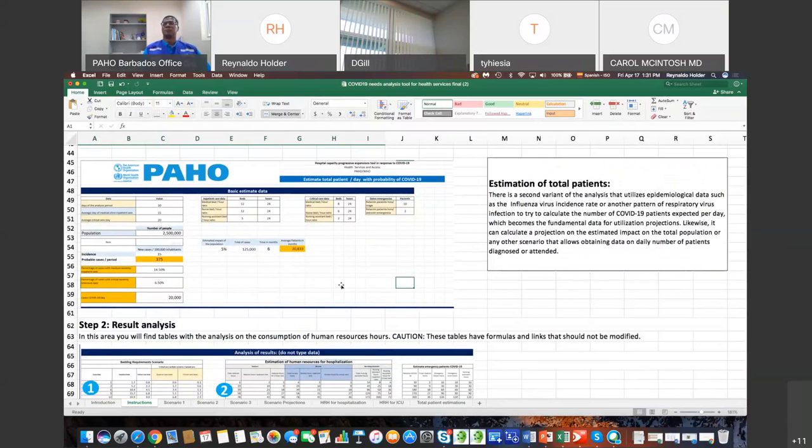The other way of making this calculation, and we'll see this in more detail at the end, is by using total population and total capacity for intensive and critical care countrywide or in a network. And I'll come back to this section of the tool further in the presentation.